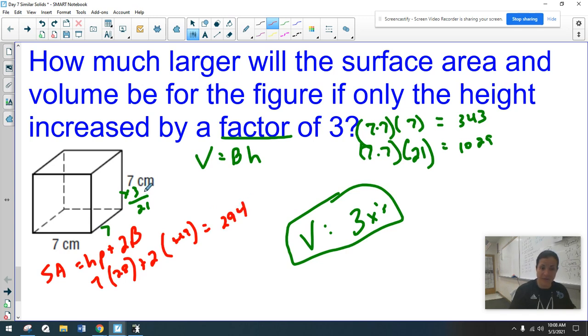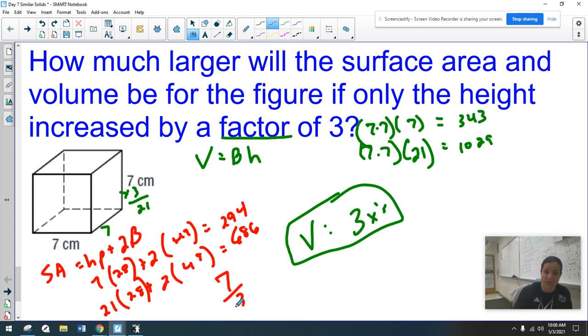Now, if I do this and I times it by a factor of 3 for the height, that means I'm going to end up with 21. And then this is still going to be 28. And then this is still going to be 49. So if I times that, you get 686. Now, if you divide those, you're actually going to end up with 7/3. So the surface area, I can give you the answer to this. The surface area is 7/3 times.